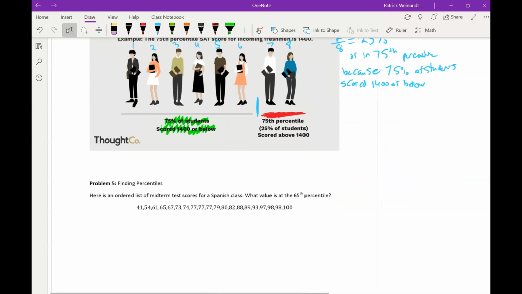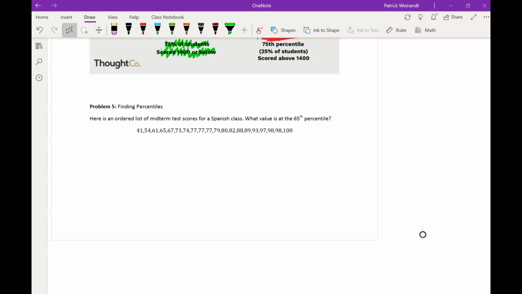Okay, so let's move on to an example. Here's an ordered list. Thank goodness it's long. That is ordered for us. Here's an ordered list of midterm test scores for a Spanish class. What value is at the 65th percentile? Well, how many values are there?